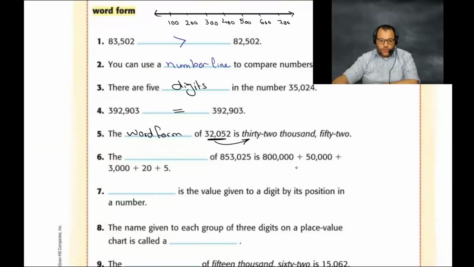Who can solve the next one? Waleed, question number six. If you want to write 853,025 in this form, what is the name of this form? Expanded form. Thanks.